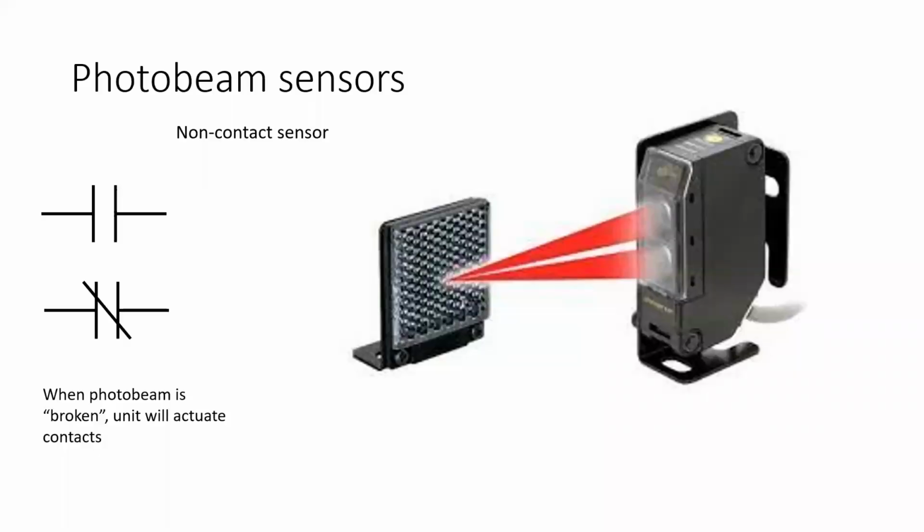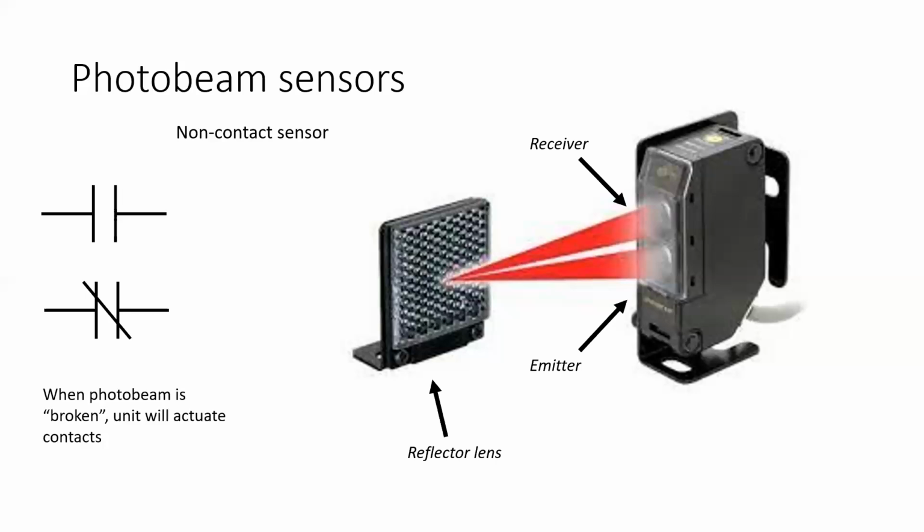Photobeam sensors. This is another type of non-contact sensor, and the contact that we see, or the item that's controlled, the schematic symbol, would be a standard set of normally open or normally closed contacts. Now, a photobeam sensor typically has a receiver and an emitter and a reflector lens, and the principle of operation is quite simple. The emitter emits a photo beam of some sort, and there are many different types, out to the reflective lens, and the lens is positioned in such a way that the beam can then be bounced back to the unit, and the receiver receives the signal.